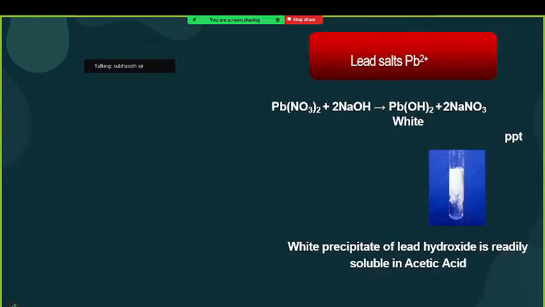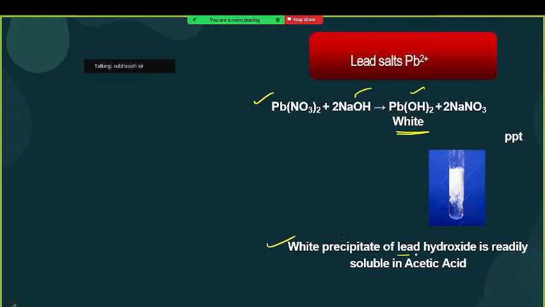Now move on to the next one, that is lead. Lead salts react with sodium hydroxide with the formation of lead hydroxide. It is a white precipitate. This is not a gelatinous white precipitate. This is clearly a white precipitate, milk-like precipitate. And this precipitate is readily soluble.